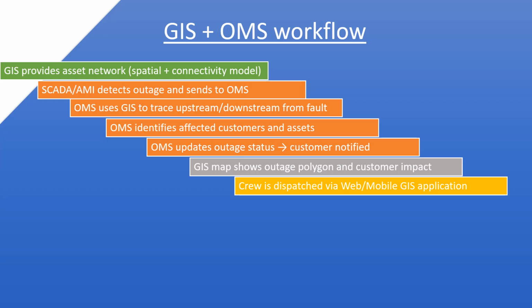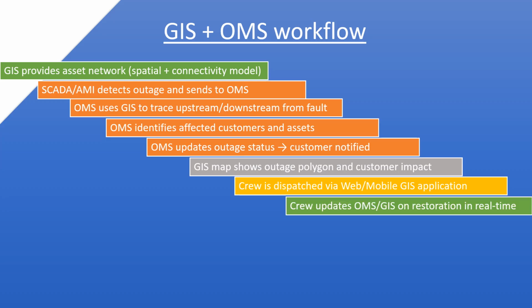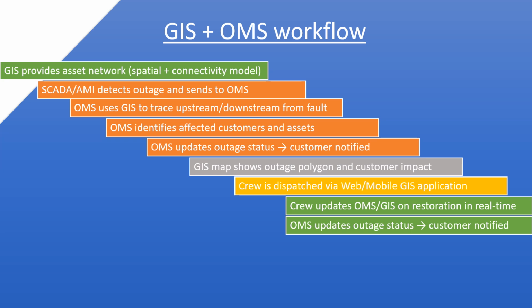The crew is dispatched via a web and mobile GIS app. The crew updates the Outage Management System and the GIS system on restoration in real time. The Outage Management System updates the outage status and the customer is notified.